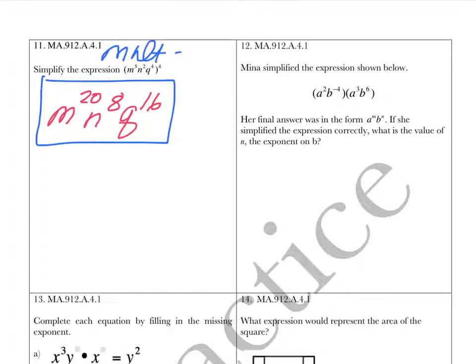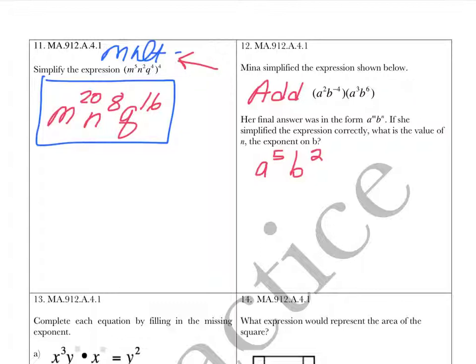All right, number 12, Mina simplified this expression, and we have a to the 5th power, because this is the addition rule. I'm multiplying the same base, so I add the exponents. With the power of a power rule, like over here, I multiply the exponents. So I just want to make sure you understand the difference. And then I have b to the 2 power, because negative 4 plus 6 is 2.